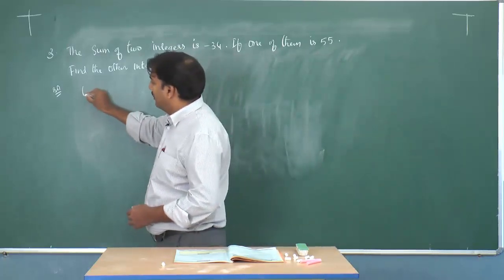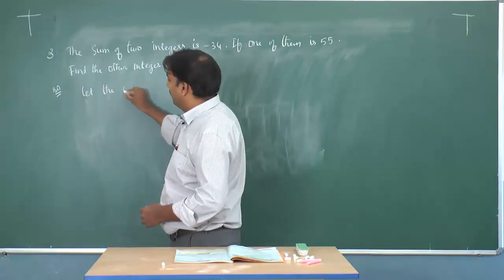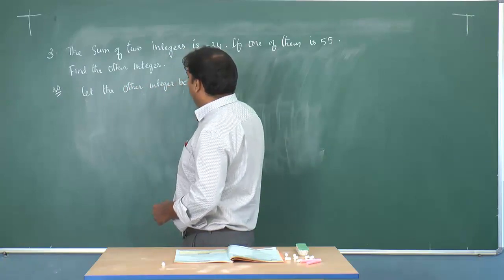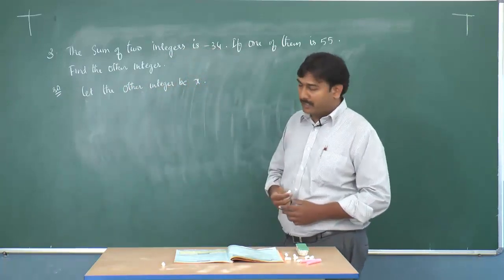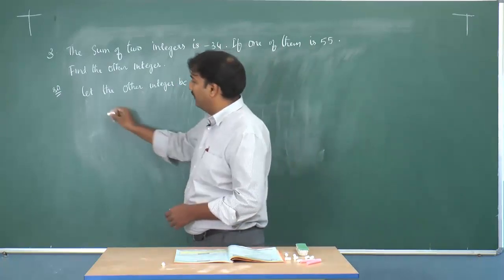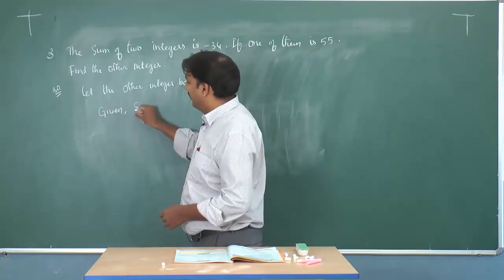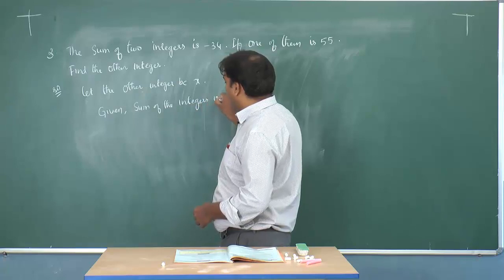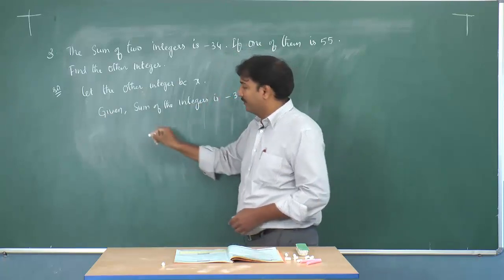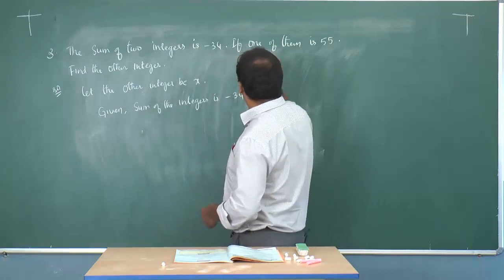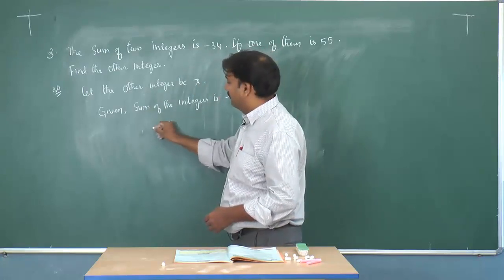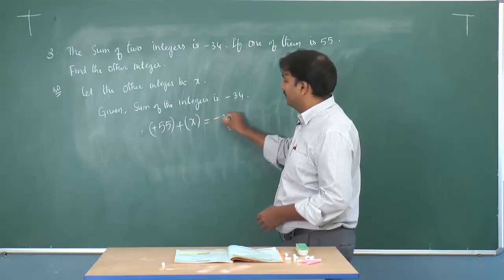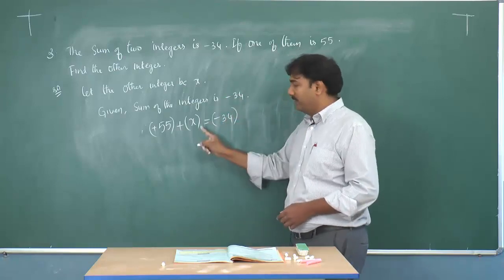Let us assume that the other integer required be x. Let the other integer be x. If the required integer is x, then obviously he has given you that the sum of the integers is going to be minus 34. Given sum of the integers is minus 34. That means the result of 55 and the second number x, the sum is going to be equal to minus 34. Now we are supposed to find the value of x.